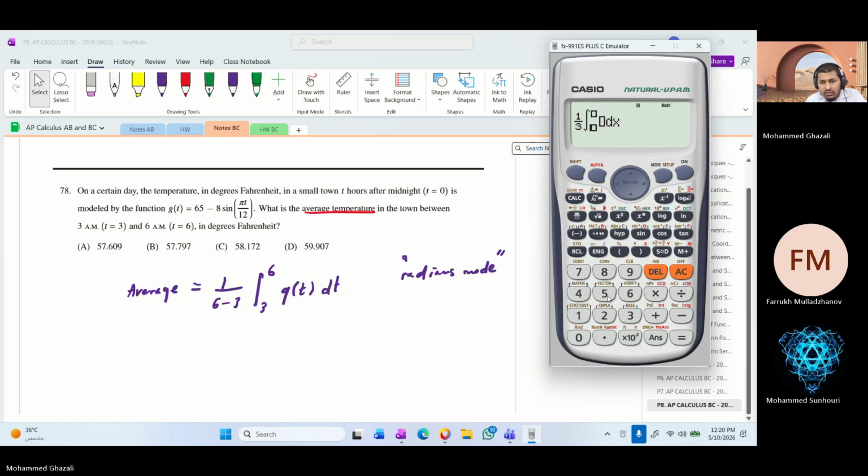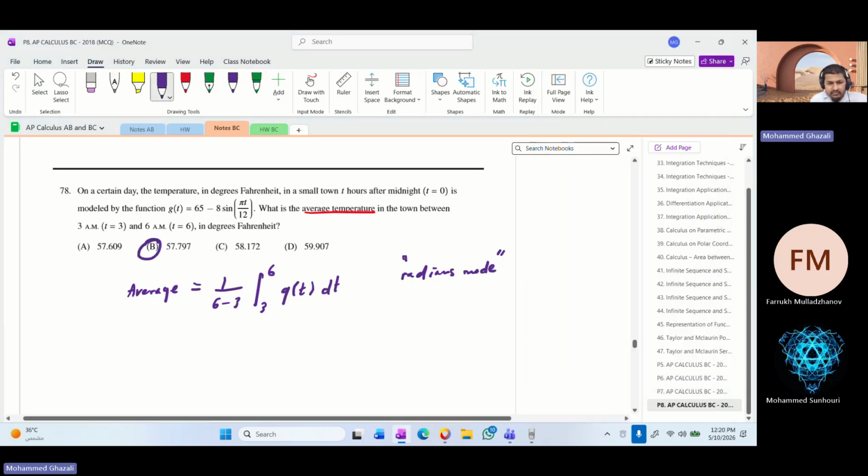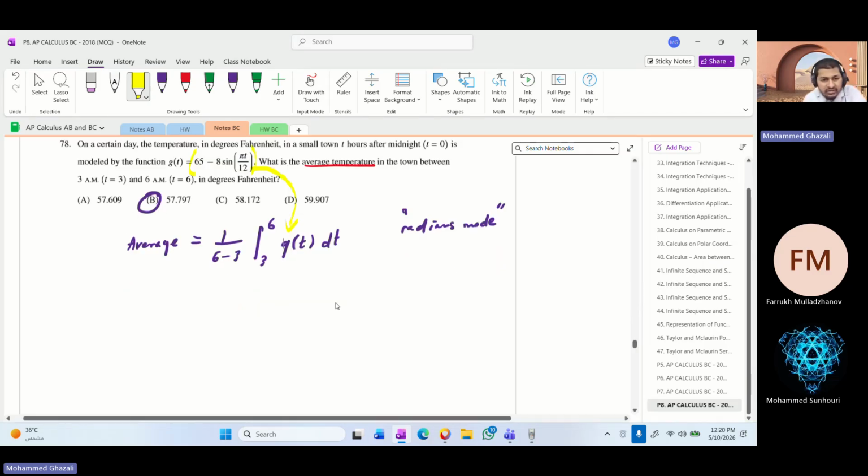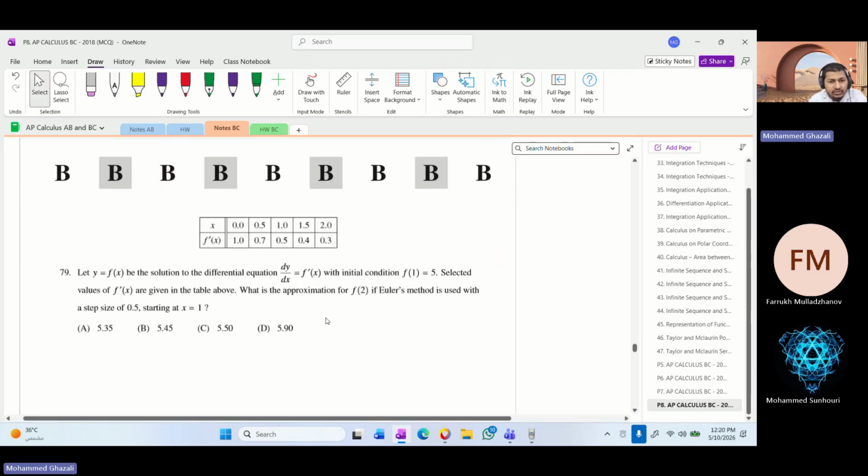Integral 57.797. I got it. Perfect. Excellent. Right, and when you're typing this in, make sure this part is in brackets for g of t. Because when you open an integral, make sure you put it in brackets. Now let's move on to the next one.